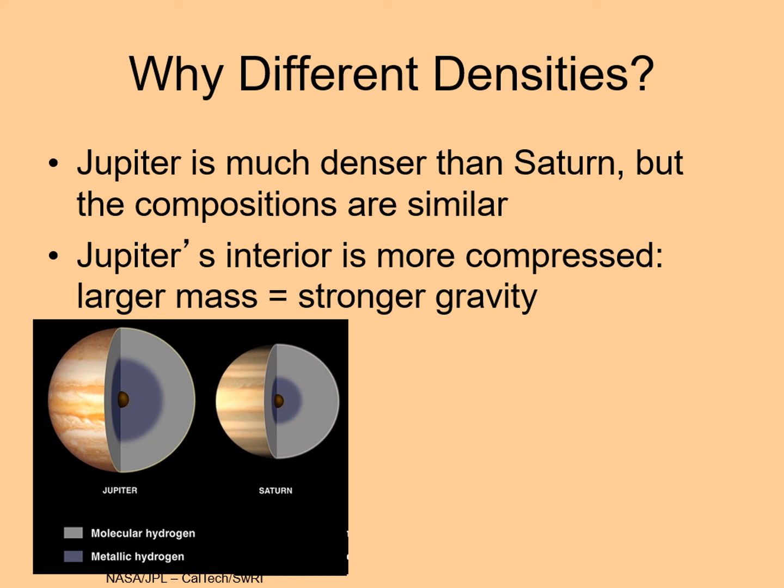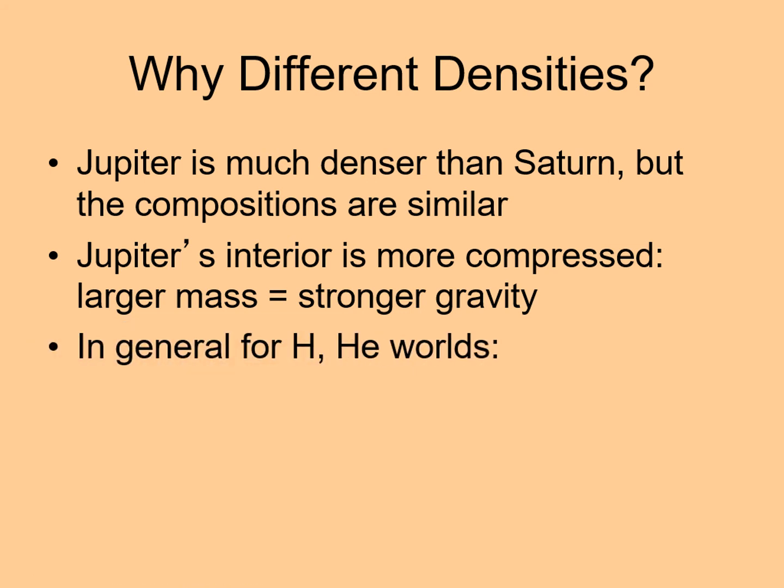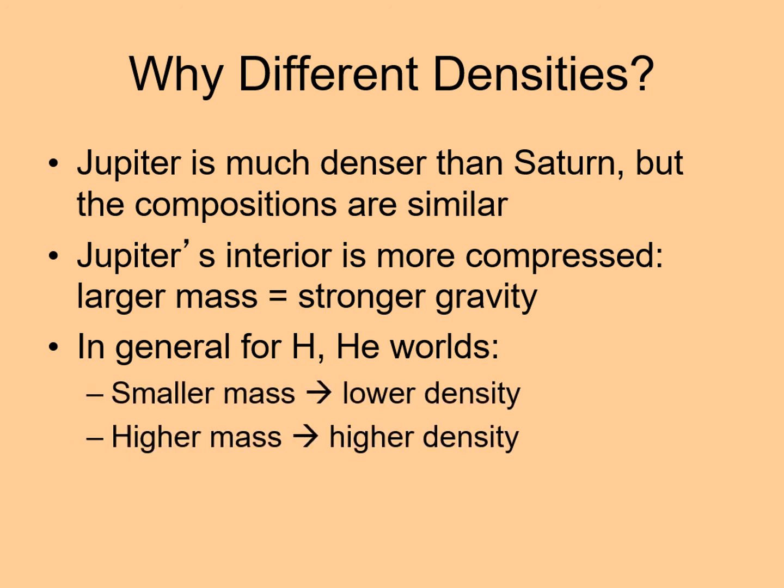Notice that a lot more of Jupiter's interior is liquid metallic hydrogen, while Saturn has a larger fraction of its mass as gas or ordinary liquid hydrogen. As a result, Saturn is almost as big as Jupiter, even though it has much less mass. This is a general rule for hydrogen-helium worlds. As you add mass to them, they don't get much bigger. Instead, they get denser as the greater gravity compresses the interior.